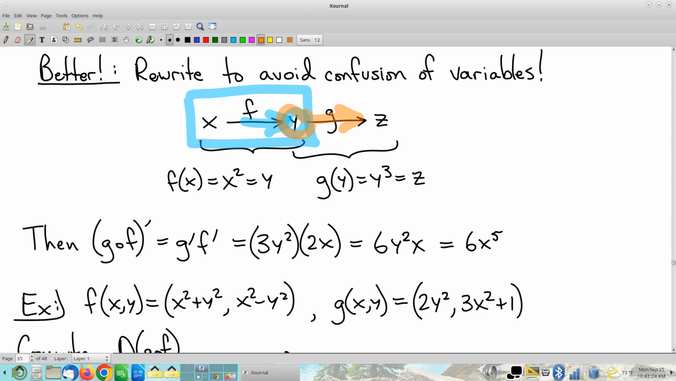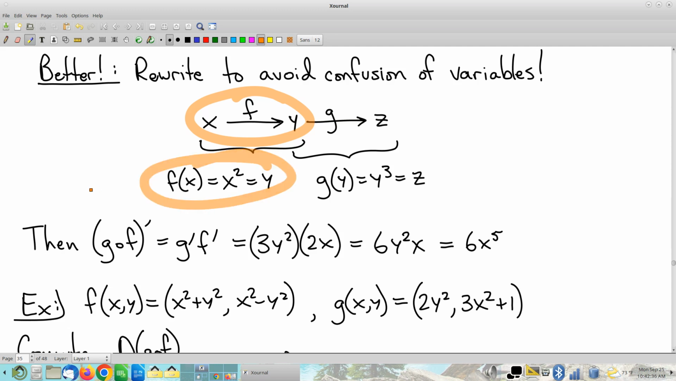So, much better than what we had above would be to say, all right, well, they gave me the squaring function. The squaring function, the input I'll call x, the output I'll call y. Why not? And then having done that, let's see, G is the cubing function. How am I going to represent the cubing function? Well, again, what came out of F should be what goes in to G. That says my function G should be written where y is the input variable. So, cool, there it is.